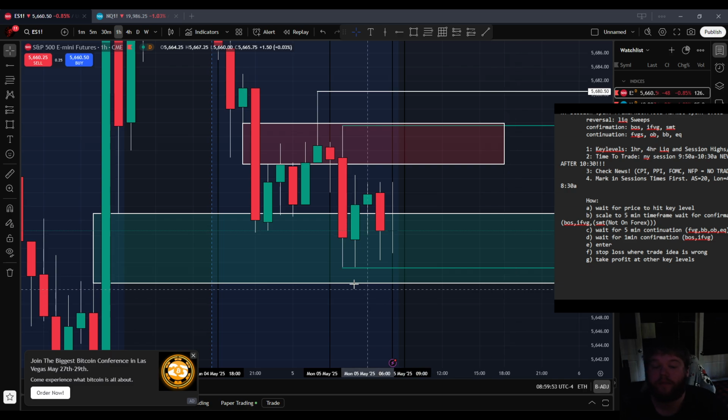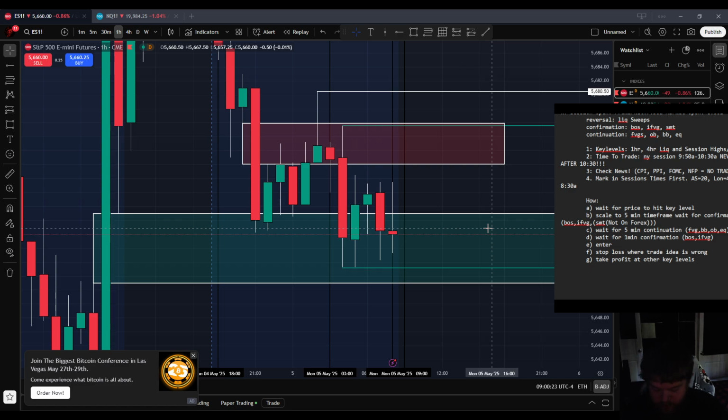1, we created a low. 2, we created another low, but it wasn't lower than this one. Not a break of structure, but a respected fair value gap. Okay, from there, let's treat the respected fair value gap as though it is a respected fair value gap. If that's a key level I'm willing to let slide, let's take a look at the 5-minute.